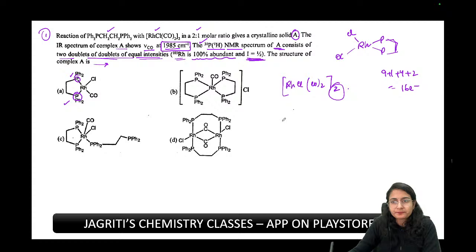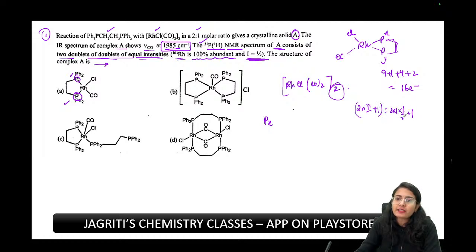Let's see how we get this. Let's say this is Px and let's say this is Py. So for the spectrum of Px, you are going to first have it split by rhodium. Rhodium's spin value is half, I equals half. So 2nI plus 1, 2 into 1 into half plus 1, is going to give you a 2. That means you are going to have a doublet. Because of rhodium, one signal came as a doublet.